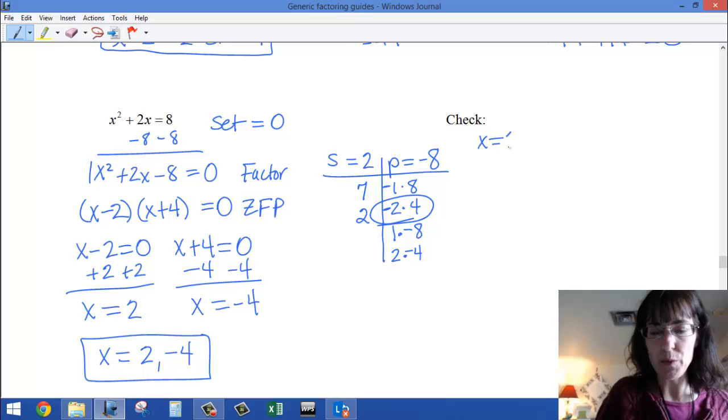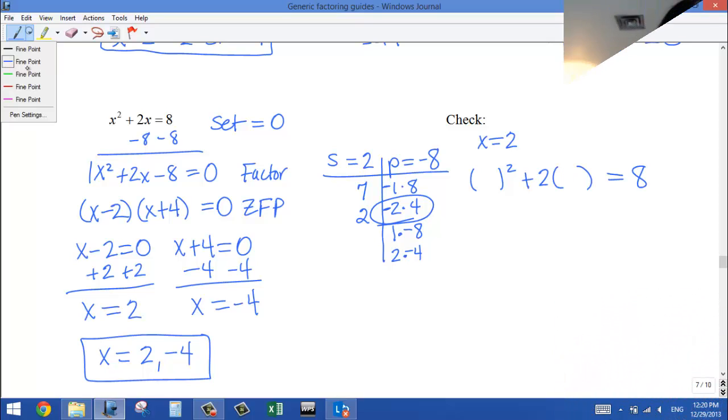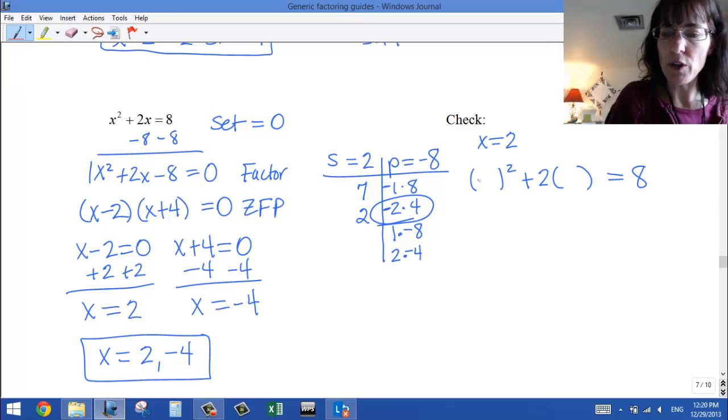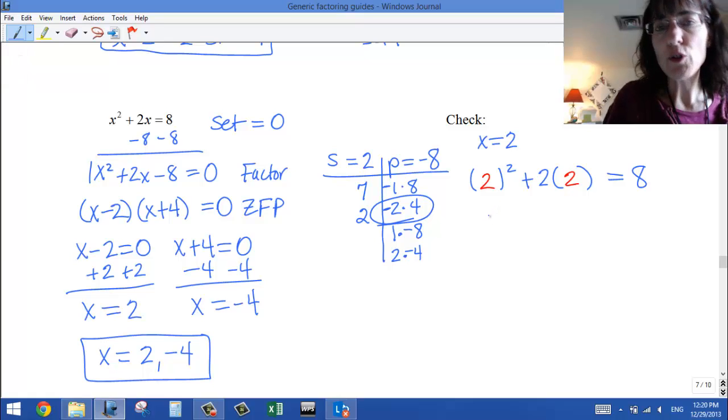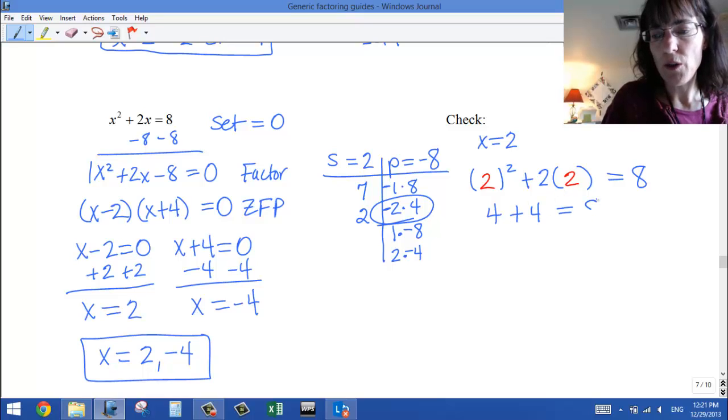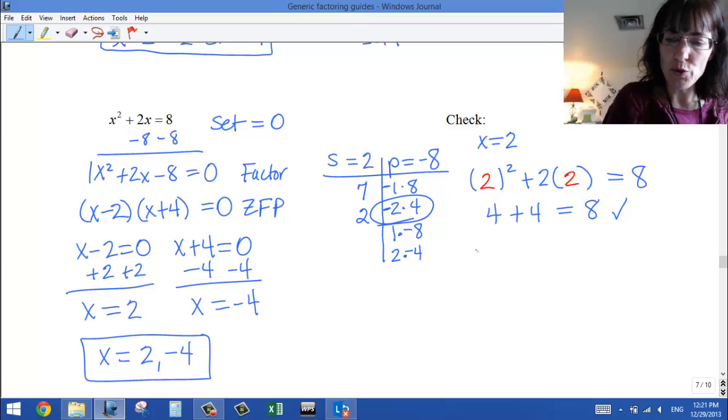So x equals 2. I'm going to check that x squared plus 2 times whatever my x is should be equal to 8. That's my original equation. I want to use it just as it is. Plug in that 2 for my x. And I have 2 squared, no sign, so it's just 4. And then 2 times 2, so plus 4, equals 8. Yes, that's true. Let's try the other one.